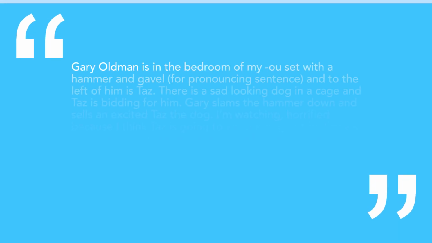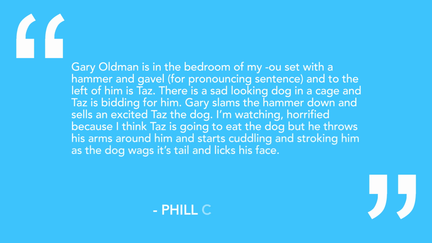Gary Oldman is in the bathroom of my OU set with a hammer and gavel for pronouncing sentence, and to the left of him is Taz. There's a sad-looking dog in a cage, and Taz is bidding for him. Gary slams the hammer down and sells an excited Taz the dog. I'm watching, horrified, because I think Taz is going to eat the dog, but he throws his arms around him and starts cuddling and stroking him as the dog wags its tail and licks his face.